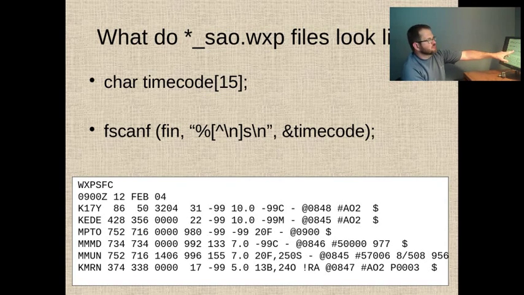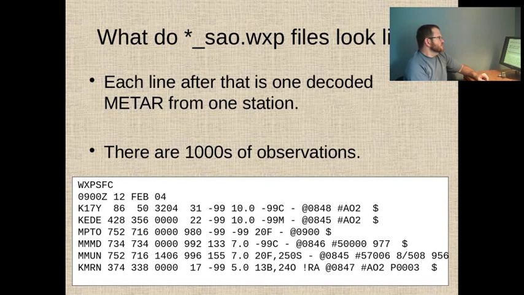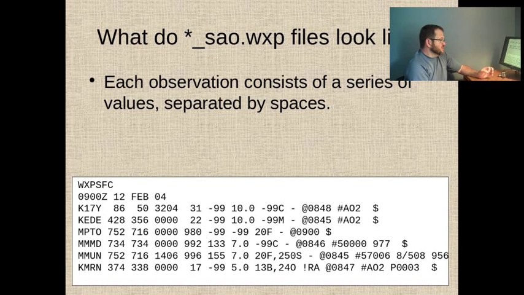Just go ahead; it isn't worth learning how to do all that. Just take it and it will put those variables into scan timecode. Again, I'm not 100% certain that ampersand should be there. Then, after that line is decoded, there are thousands of observations. We don't know in advance how many there are going to be, and each observation consists of these values.